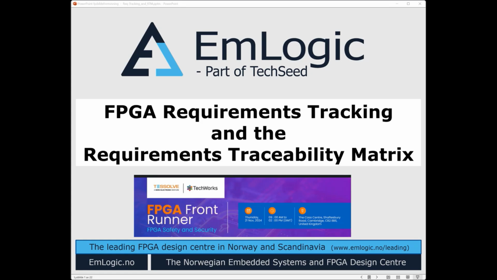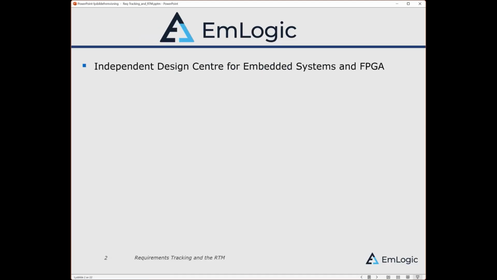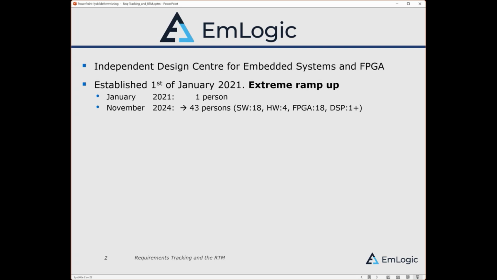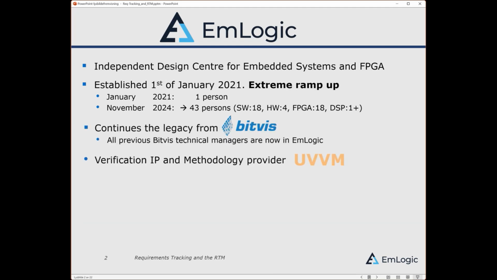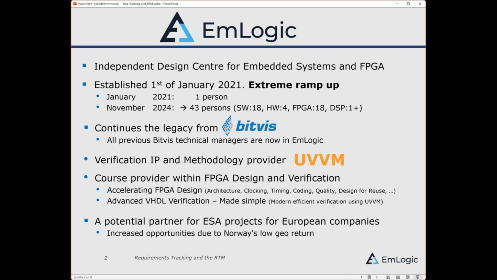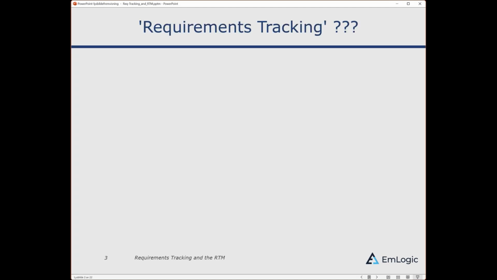So just before I start, I just want to briefly say that I'm from a company called EmLogic. We're an independent design center for embedded systems and FPGA based in Norway, just outside Oslo. Started only 4 years ago, had a pretty extreme ramp up from 1 to 43 persons, out of which 18 are on FPGA. And we're a verification IP and methodology provider through UVVM, as Mike mentioned. We also do courses, as was also mentioned, and let's then start with requirements tracking.